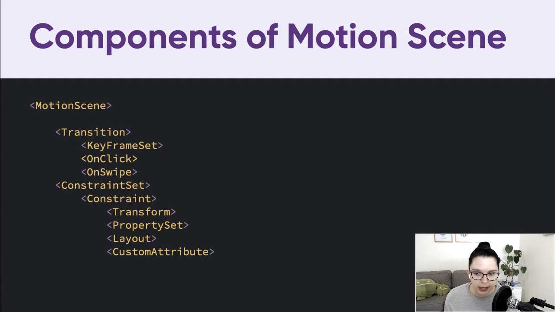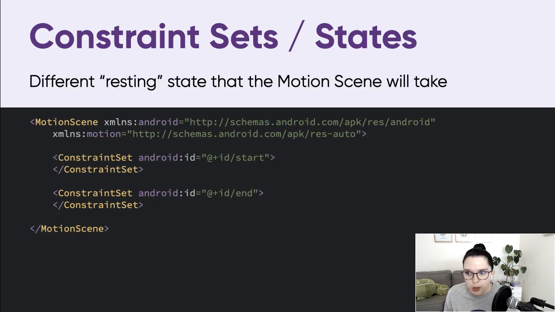And each constraint set can have a constraint that is applied to a particular view. And that constraint can have different things on it, so things such as a transformation, a property setting, a layout, or a custom attribute. And we'll go a little bit deeper into that when we get into looking at how we use the motion editor in Android Studio.